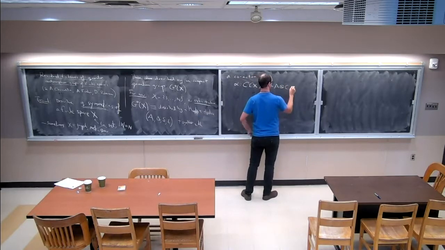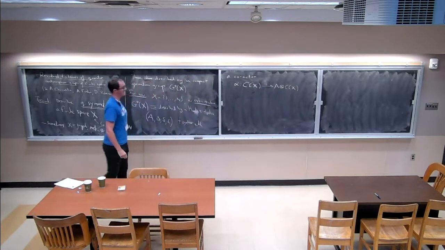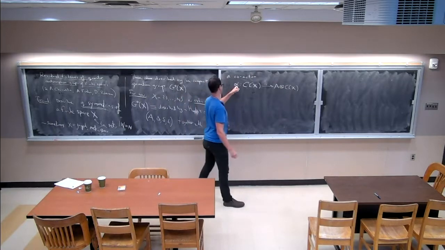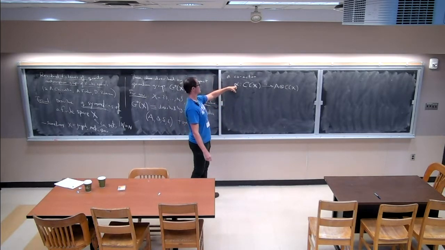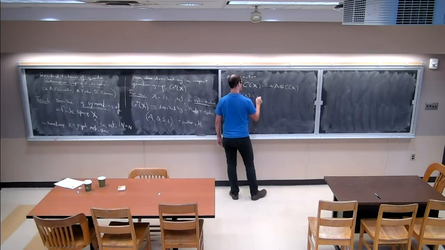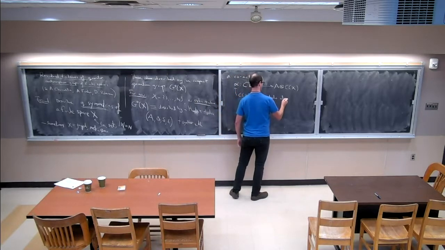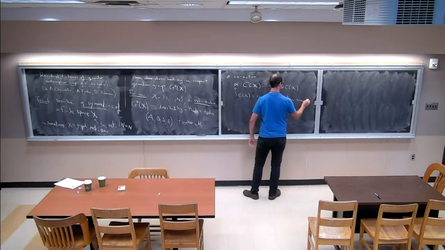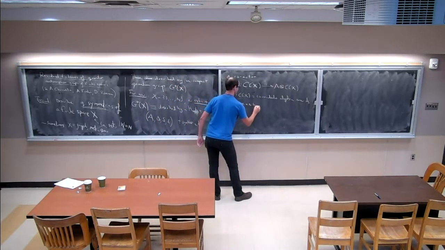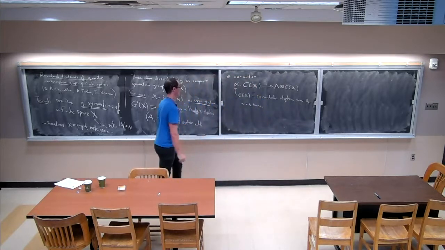And a coaction just means that C of X as a vector space is considered as a co-module over this Hopf algebra. And this co-module map is also going to be a star homomorphism of algebras. So C of X is a co-module algebra over this Hopf algebra. Okay? So that means that alpha is a star homomorphism. Okay? And it's going to satisfy some compatibility conditions with respect to the coproduct.